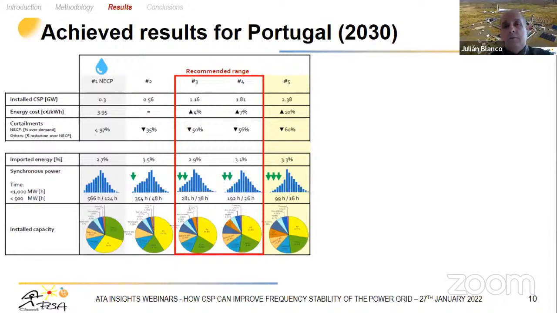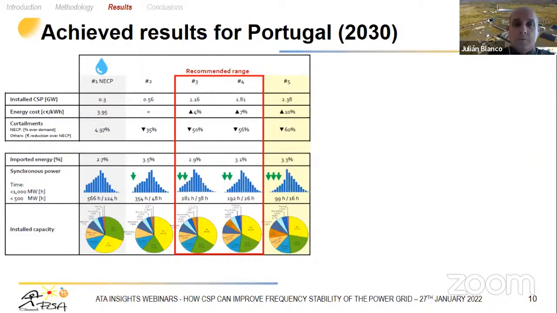This is the case of the wet years. The study recommends a range around 1.5 GW of CSP in Portugal, which could provide a cost increase in the overall electricity of between 4 to 7% with regard to the reference that we achieve with the specific national targets.